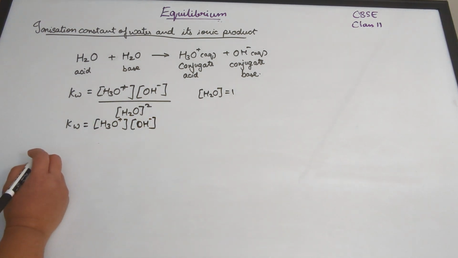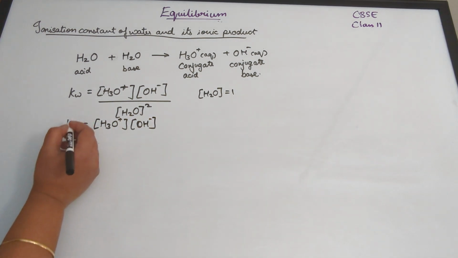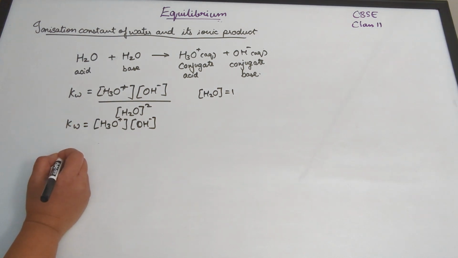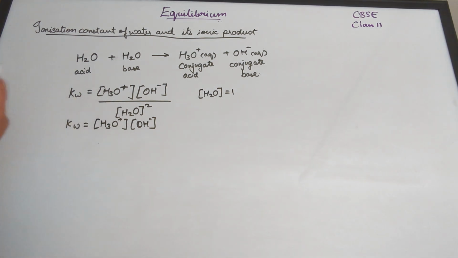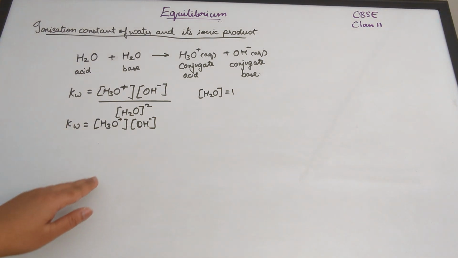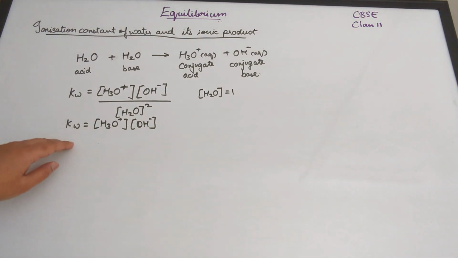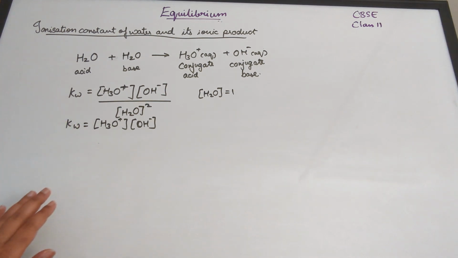Okay, so the Kw is basically the ionic product of water, and also if you notice, it's the equilibrium constant of this particular reaction, the dissociation of water, or the self-ionization according to the textbook. So it is an equilibrium constant, so obviously when there is a change in temperature, the value of Kw will also change.